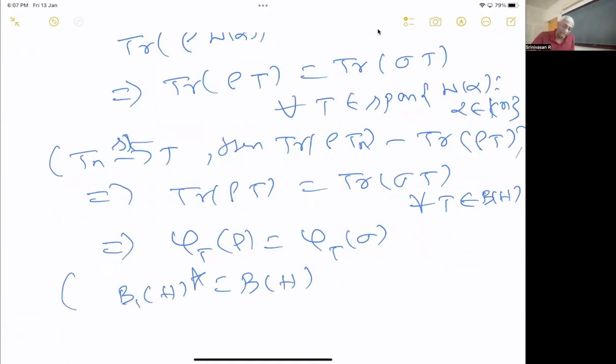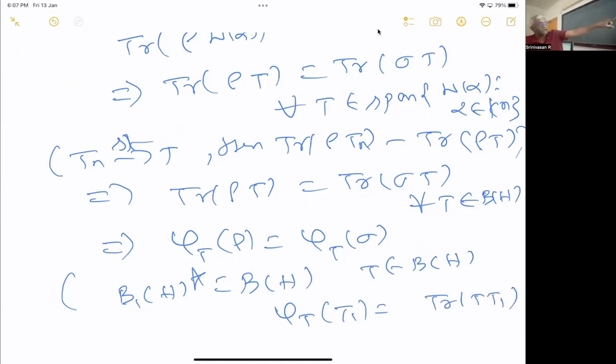How is the dual acting? If you have a bounded operator T on B(H), then we can define a phi T on any operator T1 to be trace of T T1. This is a linear functional on trace class operators. Okay. So this just says that phi T of rho equals phi T of sigma, where we identify phi T as precisely equal to that. Okay. Which is a linear functional on trace class operators.